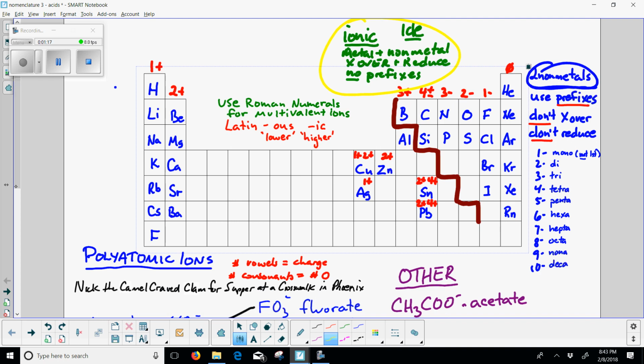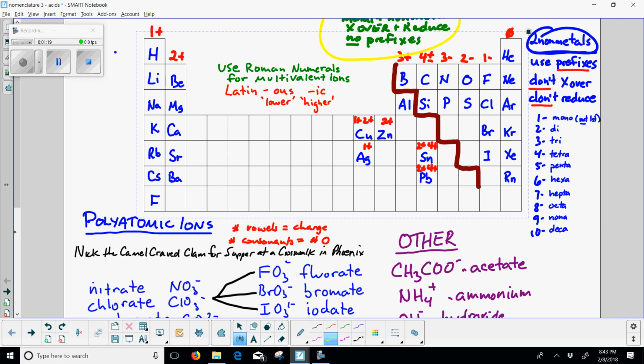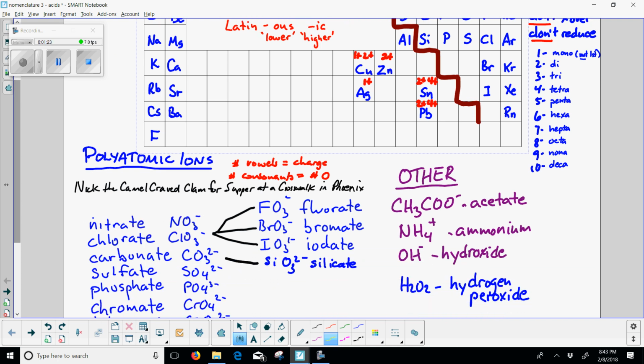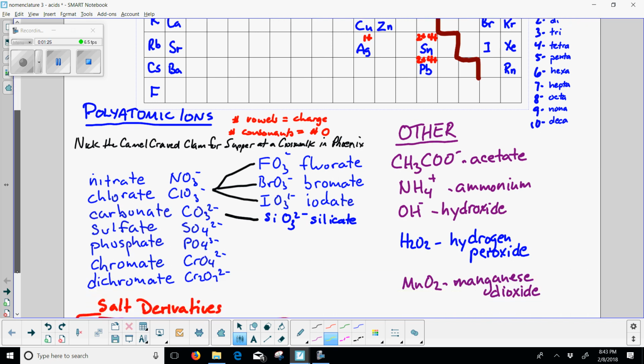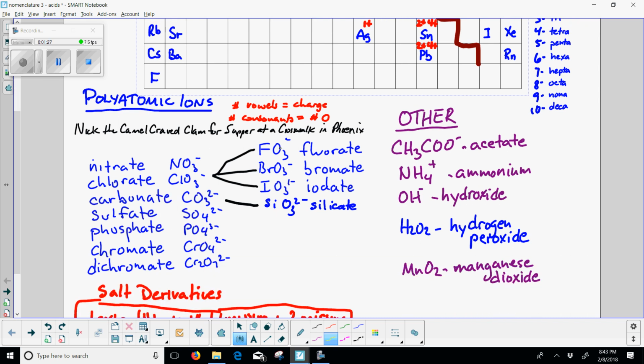of copper. Then the other day we looked at polyatomic ions. These are clusters of atoms that act as a single ion. And we saw how we can use Nick the Camel, Crave, Clam for Supper at a Crosswalk in Phoenix to remember the charge and the formula for each of these. There are some new ones this year you did not see last year. For example, chromate, dichromate. We also know that chlorate has fluorate, bromate, and iodate, ions which are very, very similar. And carbonate is similar to silicate as well.